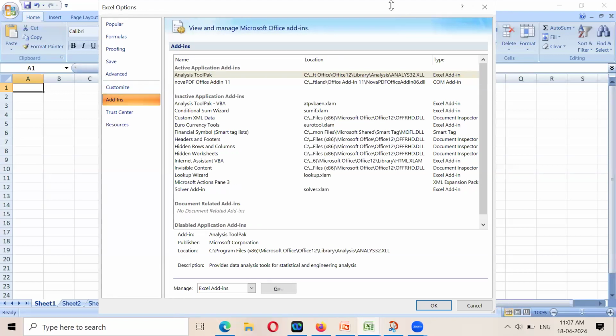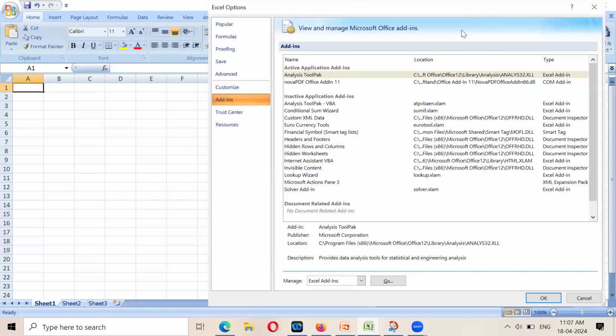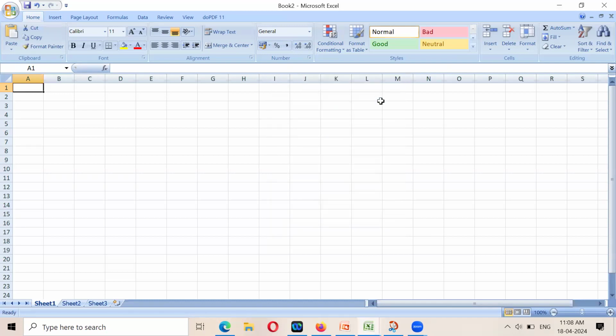Below you can see Excel Add-ins, and just click on Go. Is it visible? Because on my screen it is hiding behind the zoom buttons. Yes, ma'am. Okay. So select the Excel Add-ins and then hit the Go button. A pop-up window will appear. I have already installed it, so it is showing as selected. You have to select Analysis ToolPak and click OK.